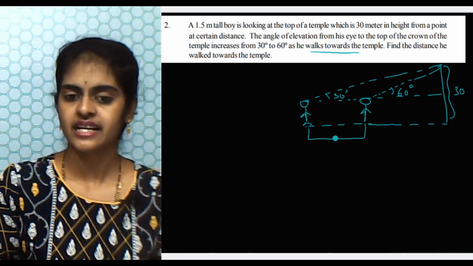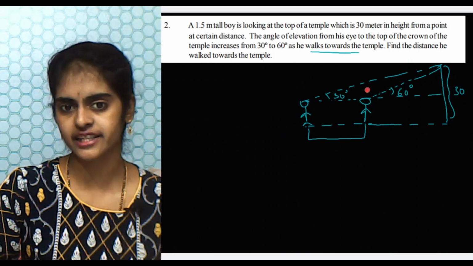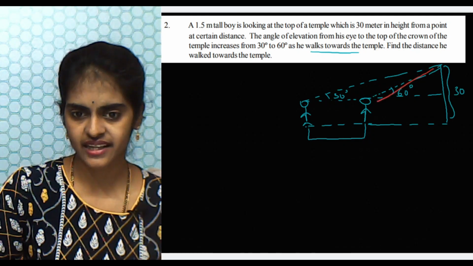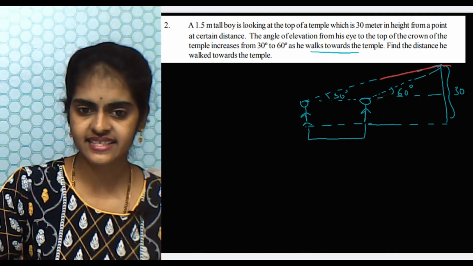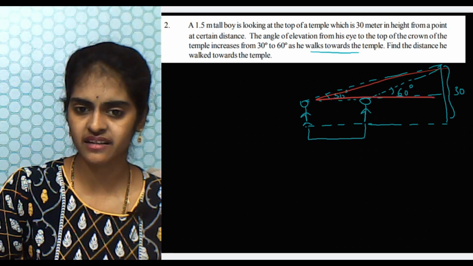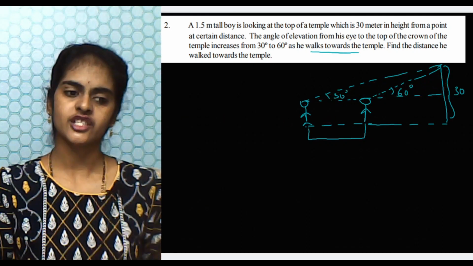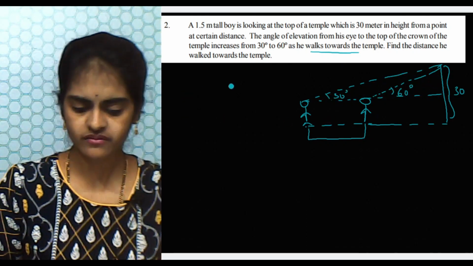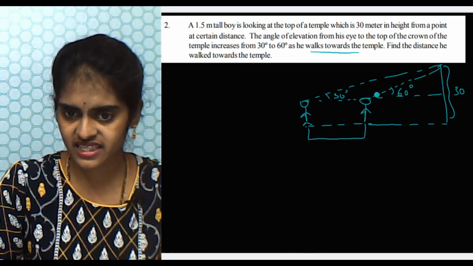So how shall we do it? Now here also, if you see, you have two triangles formed. This is the first triangle, and this is the second triangle, the bigger one and the smaller one. So let us take both the triangles now. Let me take this triangle first.